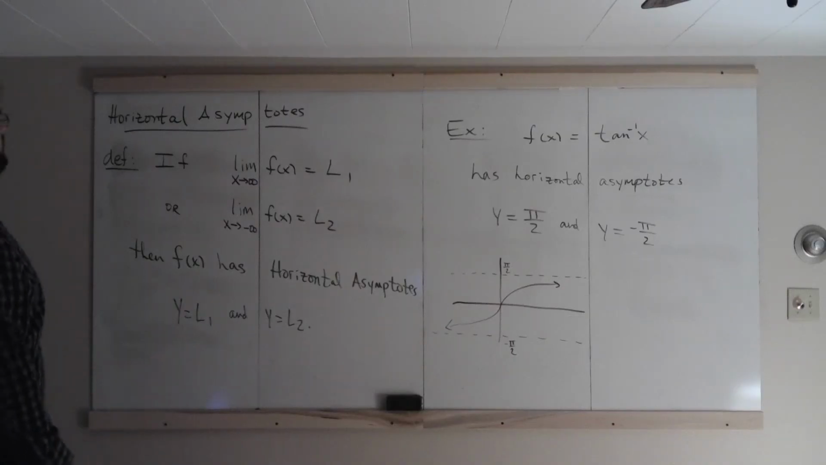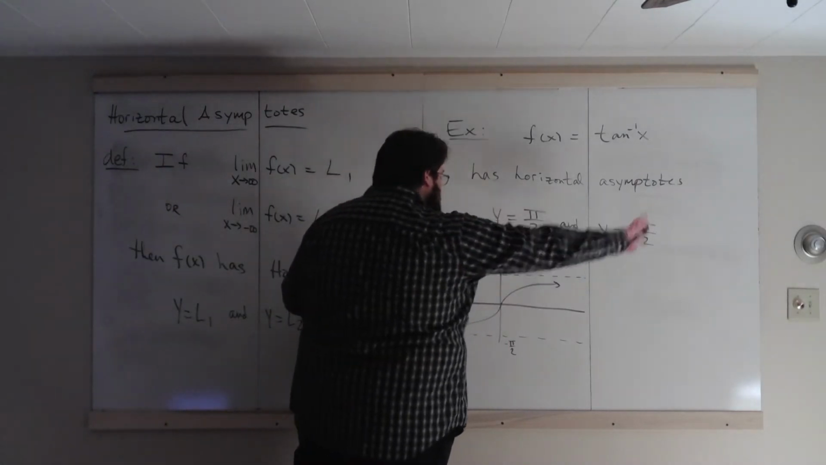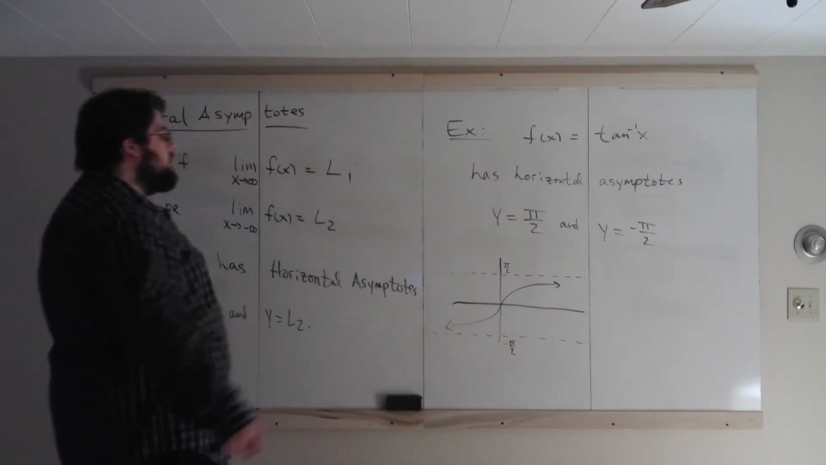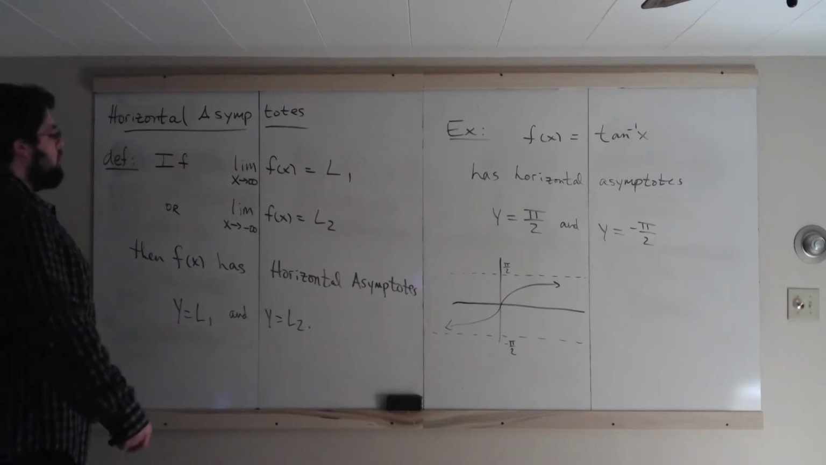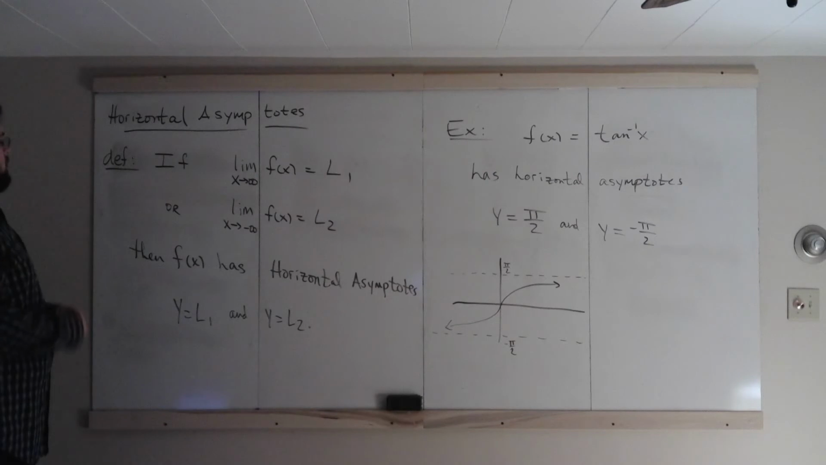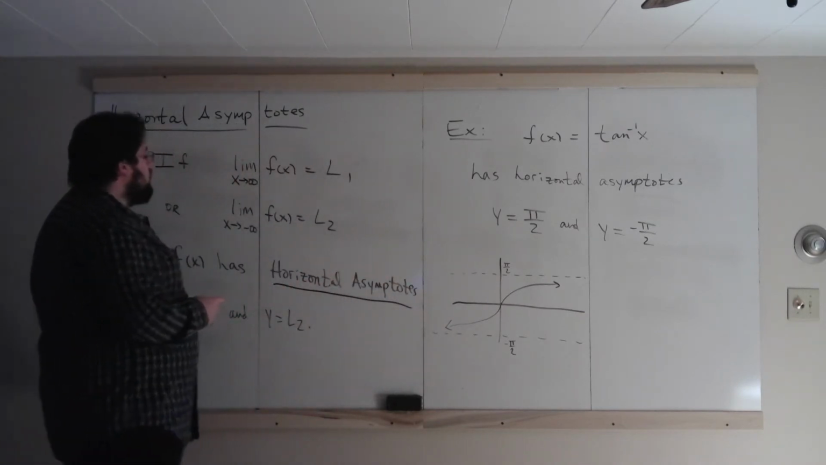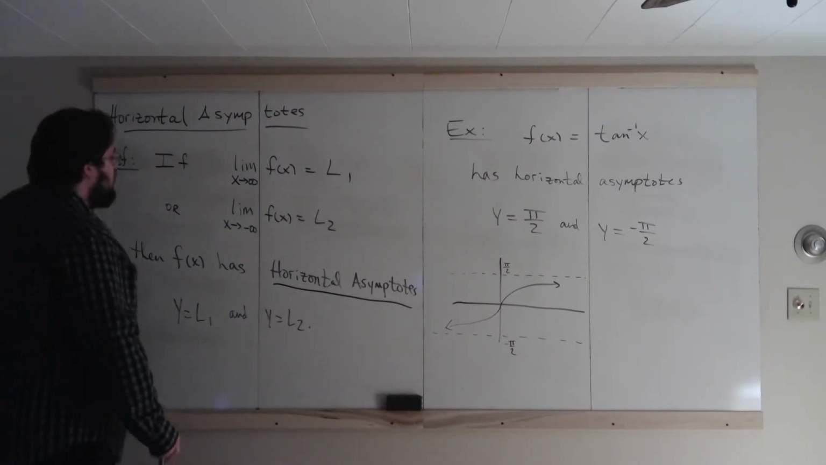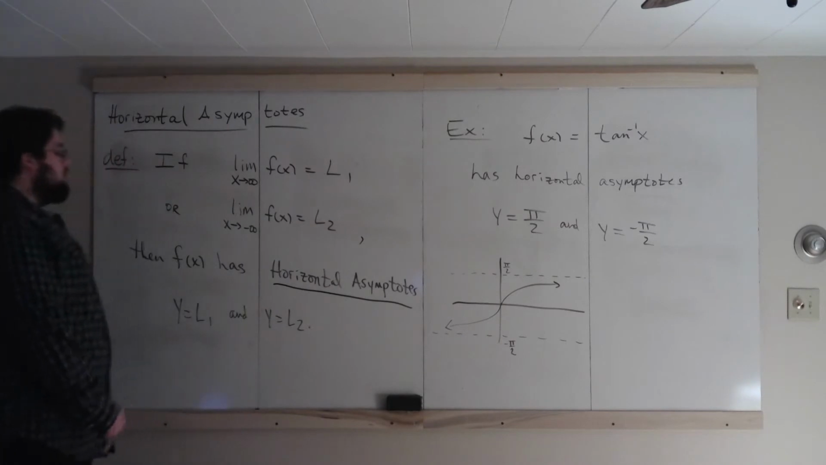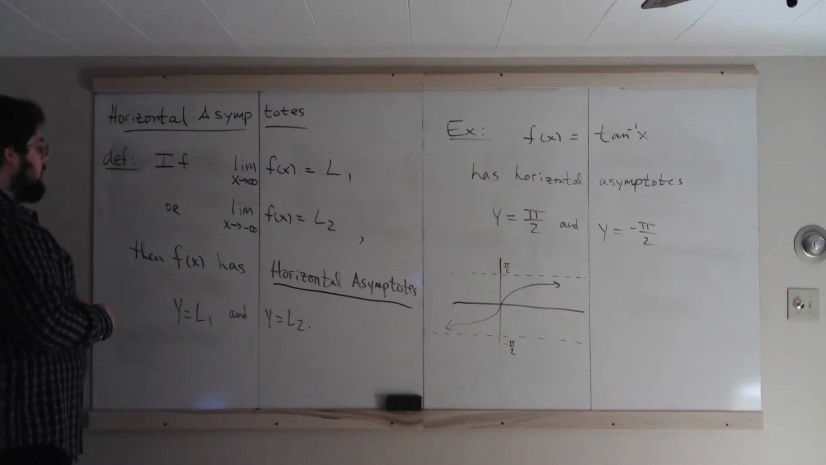Now, for horizontal asymptotes, a horizontal asymptote can describe behavior as x goes to positive infinity or as x goes to negative infinity. In either direction, you could approach a horizontal line. So to define a horizontal asymptote, we need to consider the 2 limits. If the limit as x goes to positive infinity is some number, call it L1, or if the limit as x goes to negative infinity is some other, potentially other number, call it L2, then f of x has horizontal asymptotes y equals L1 and y equals L2.